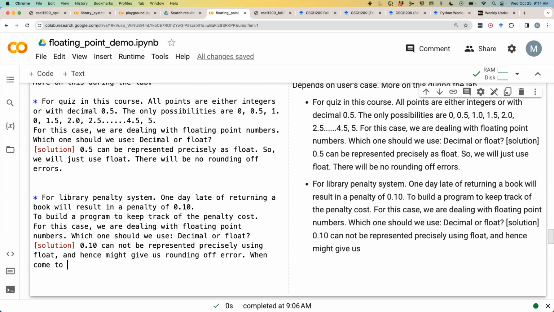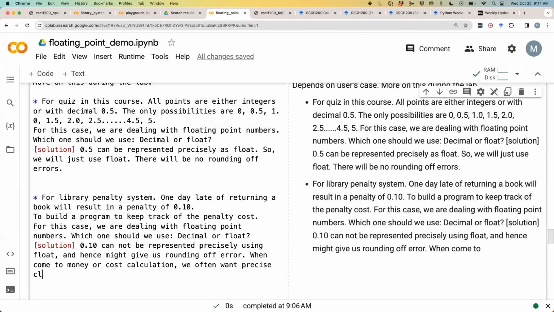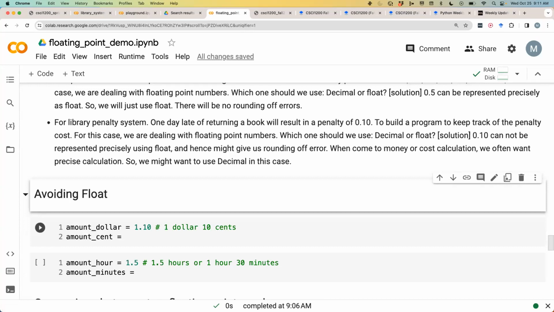So when it comes to money or cost calculations, we often want precise calculations, and so we might want to opt for decimal in this case, because we want precise calculations.